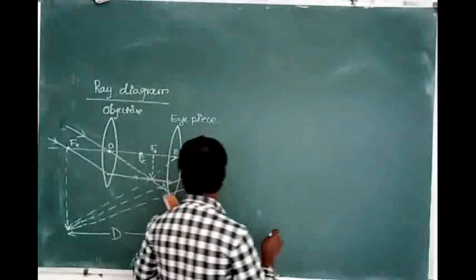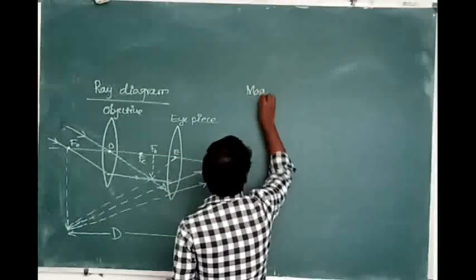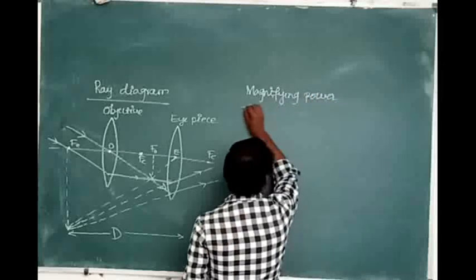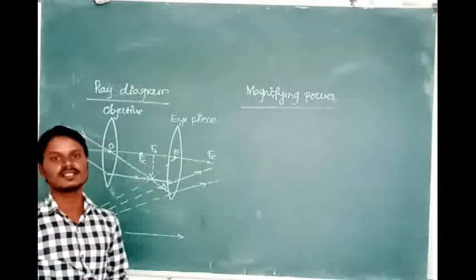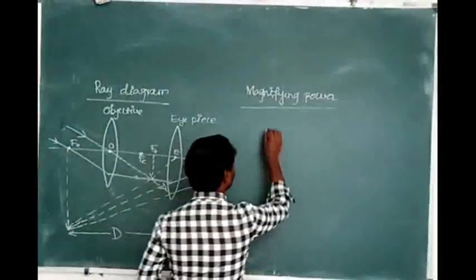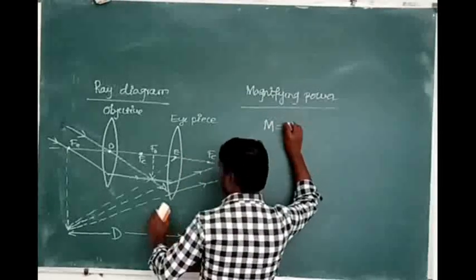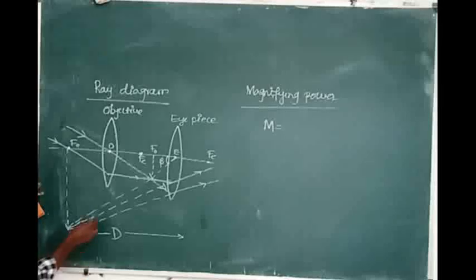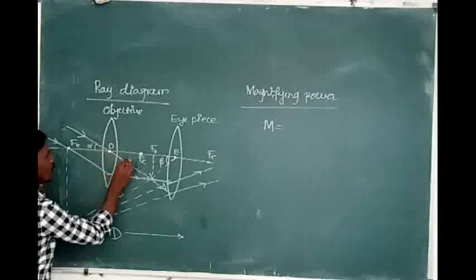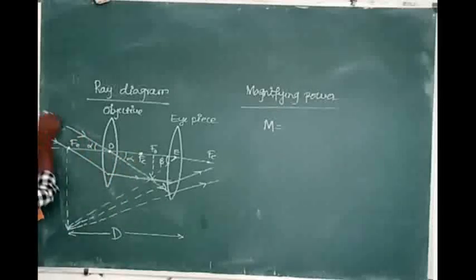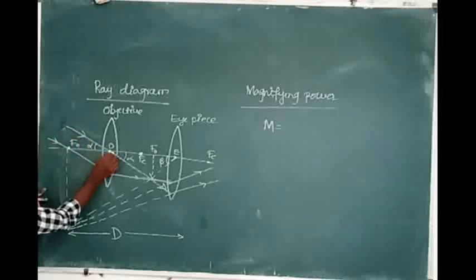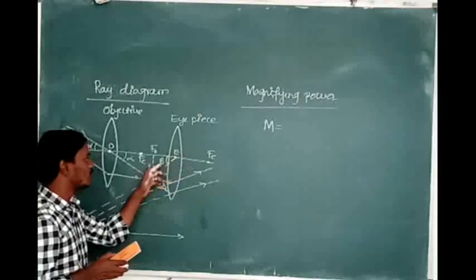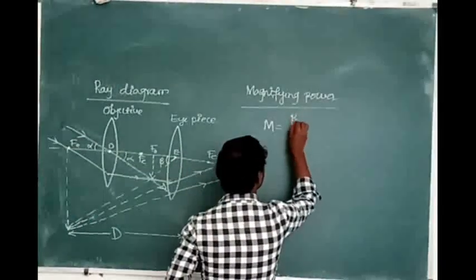Okay. So now we are going to discuss magnifying power. Already you know the definition of magnifying power. It is the angle subtended by the image at the eye to the angle subtended by the object at the eye. So magnifying power can be written as M is equal to the angle subtended by the image with respect to the eye, which I will take as beta, and the angle subtended by the object with respect to the eye, that is alpha. See here, this is an object. The angle subtended by the object with respect to the eye is alpha, and the angle subtended by the image with respect to the eye is beta. That can be written as beta by alpha.